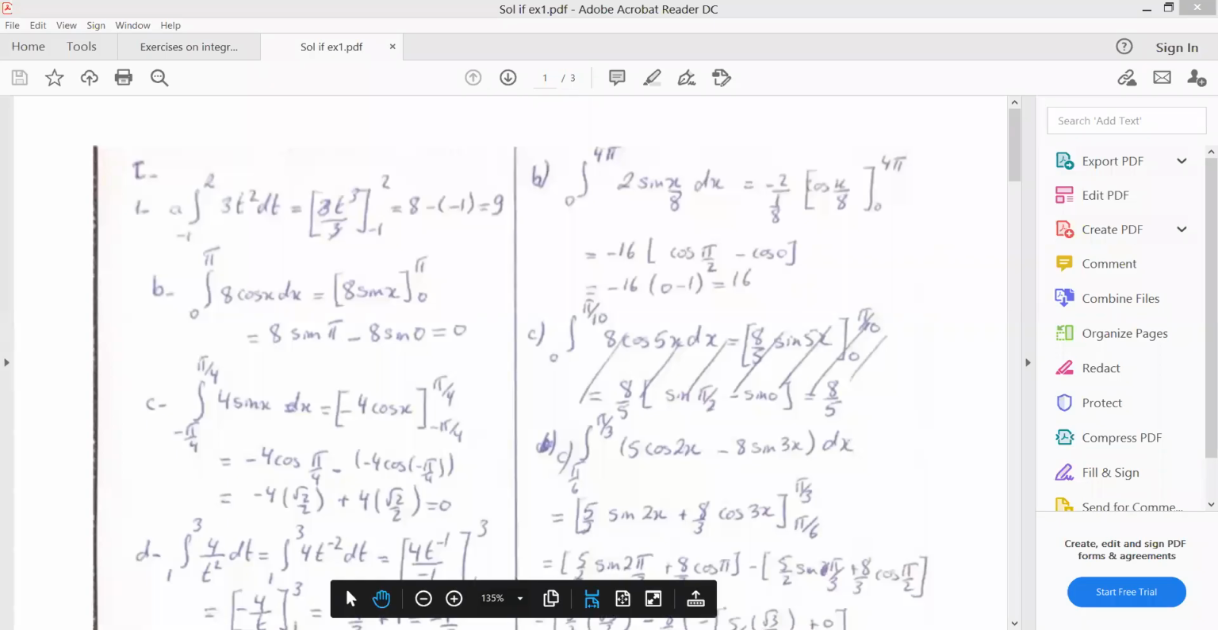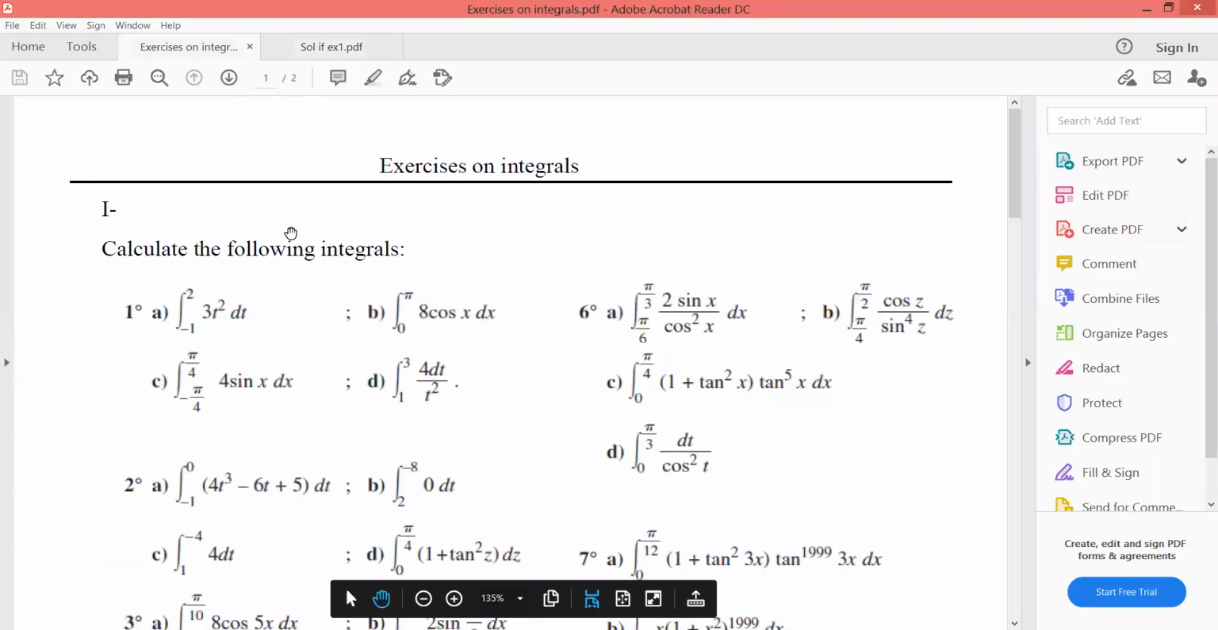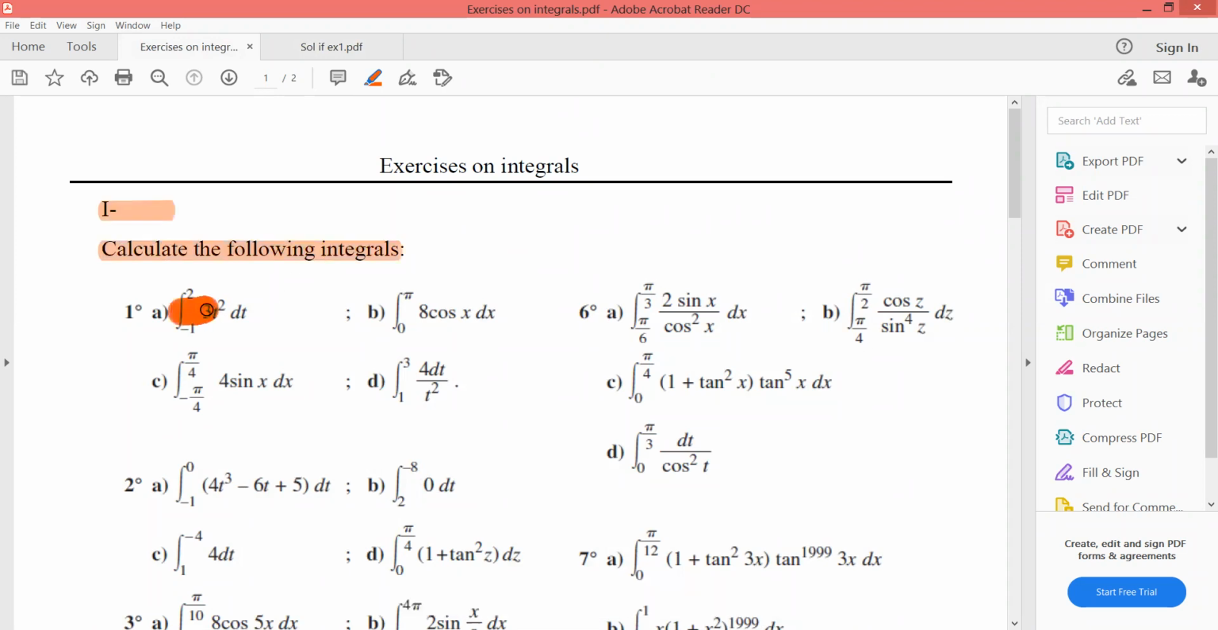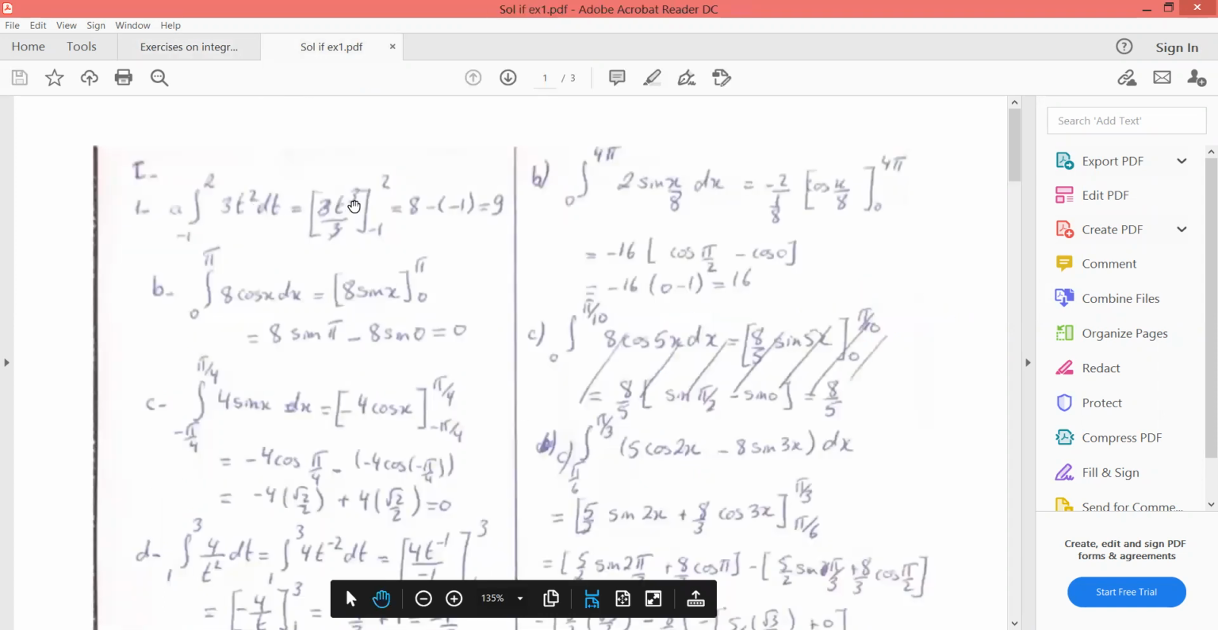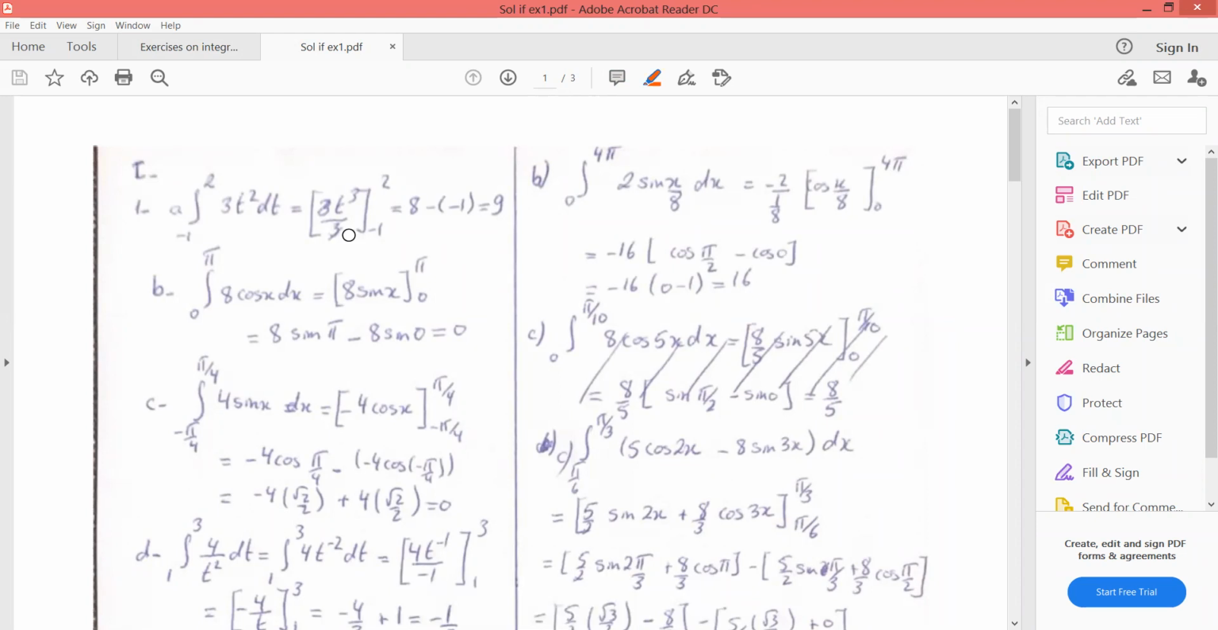Okay, no problem. So the question is: calculate the following integrals. First one, how to calculate the integral of the first one? 3t squared, we add the power by 1, 3t cubed over 3, 3 and 3 cancel, we get t cubed, between minus 1 and 2. f of 2 becomes 8. Any questions about the first one?